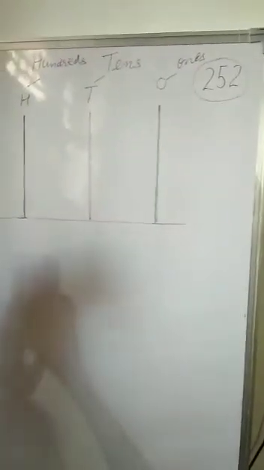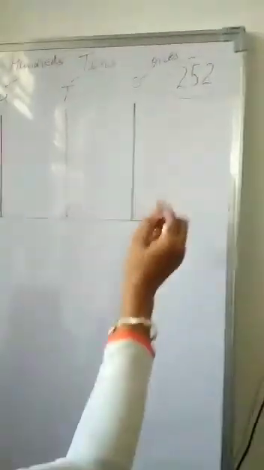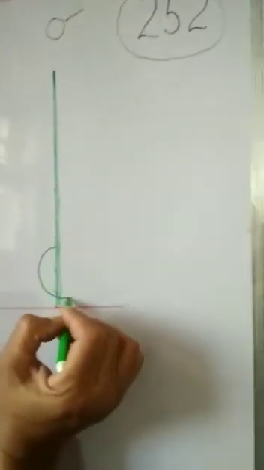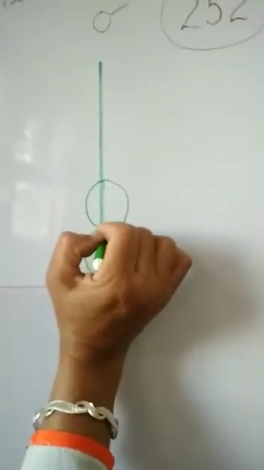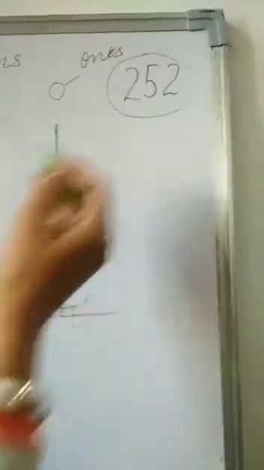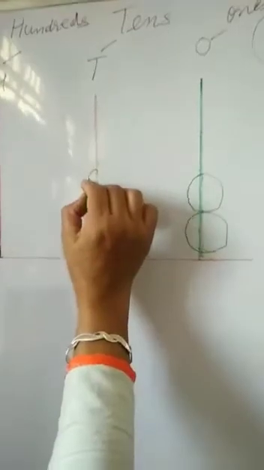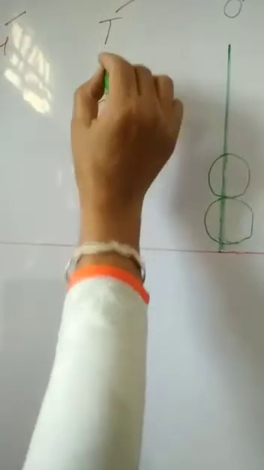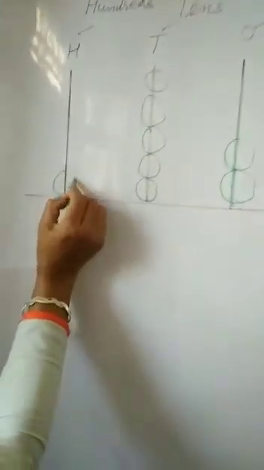Okay. Now, as our number is 252, the 2 is at the ones place. So I am going to draw 2 beads over here. For depicting this number, I am drawing these 2 beads like this. And at the tens place, we have 5, so you have to draw 5 beads. And at the hundreds place, we have 2, so I will draw 2 beads.